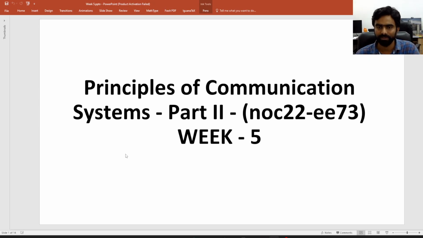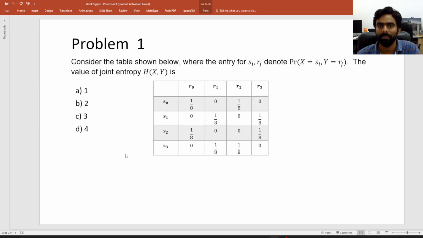So, let's take the first problem. Consider the table shown below, where the entry for Si and Rj denotes the probability that symbol X takes the value Si and variable Y will take the value Rj. So you have to find the value of joint entropy H of XY using the following table.